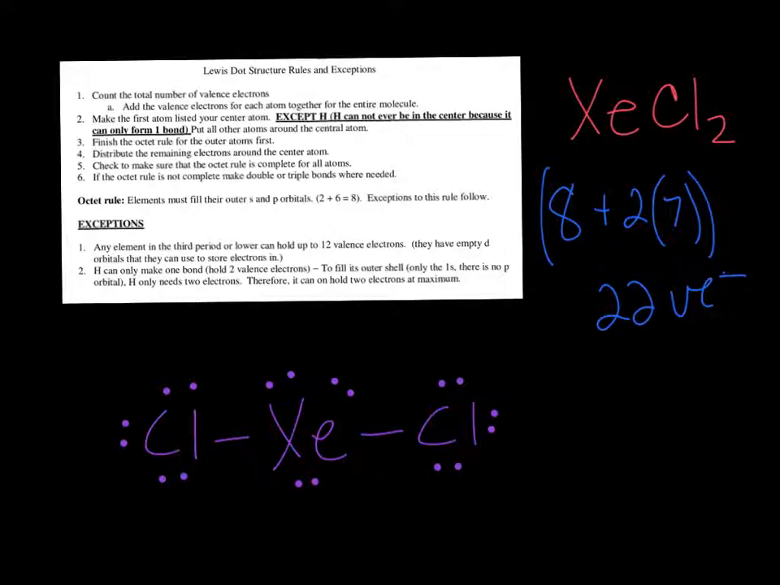A lot of this just takes practice and seeing where you make mistakes so that you don't make them. Many students forget about double bonds, so please make sure you're checking the octet rule to make sure that it's complete and sharing electrons when you need to.